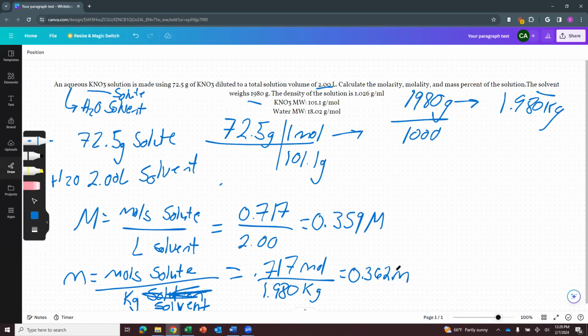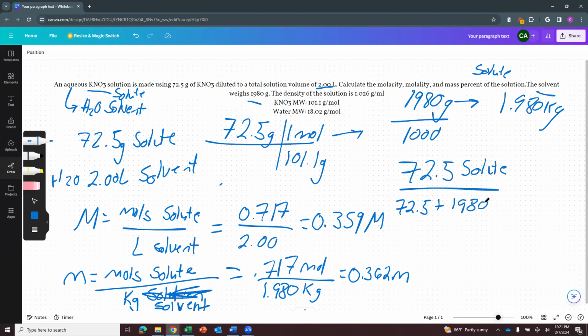The last thing we want is mass percent of the solution. So this is going to be the mass percent of the solute in the solution. So it's the mass of the solute divided by the mass of the solute plus the mass of the solvent, which is where our 1980 is coming from. And then since this is mass percent, I want to multiply that by 100%.